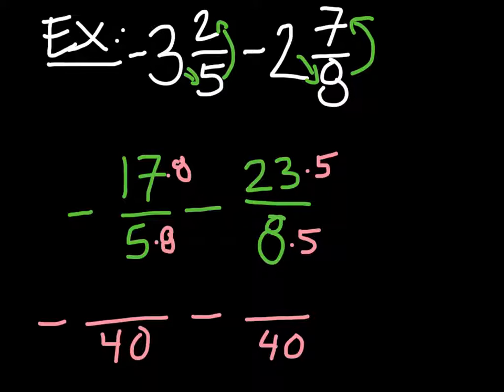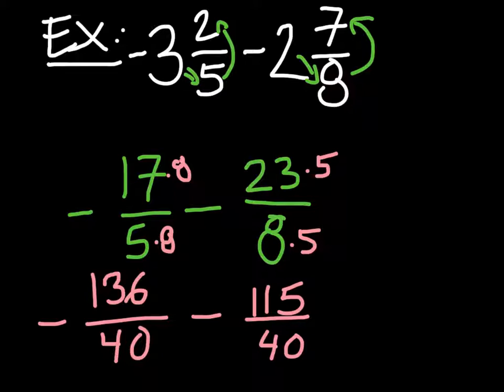So 17 times 8, well that's 80 and 56, so 136. And then 5 times 23, so that's 115. Listen, I've been doing math long enough that I can get that. If you don't, just do it on a calculator.